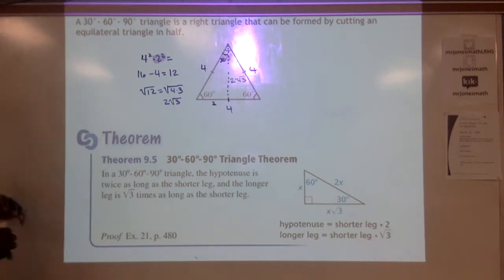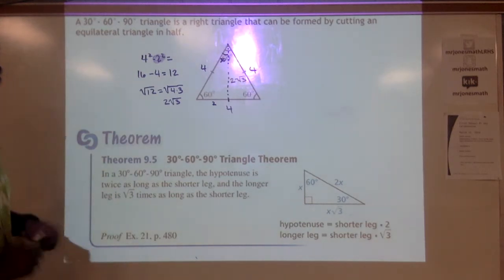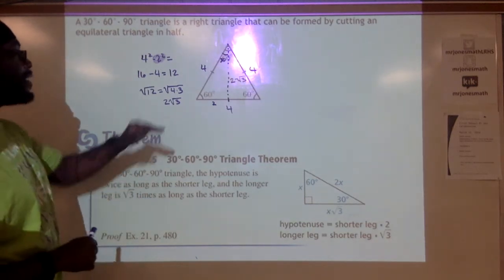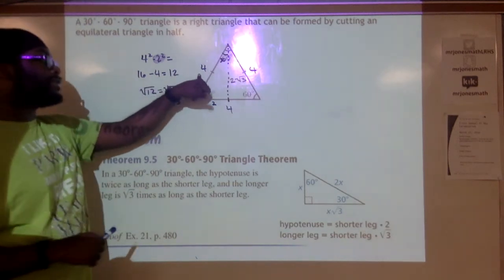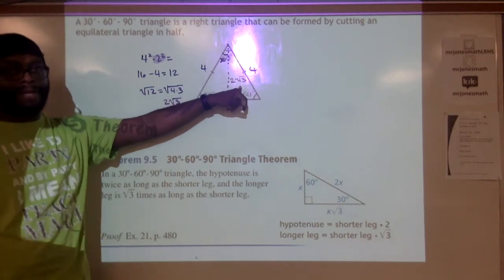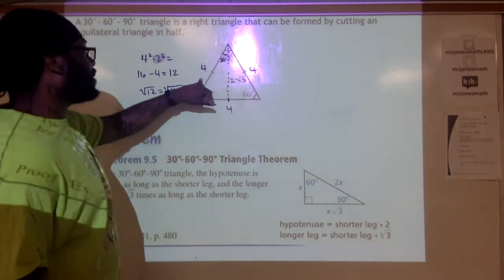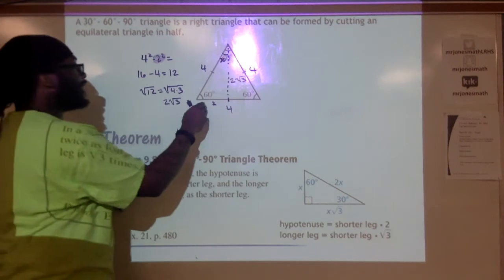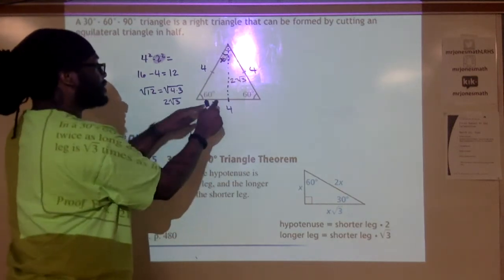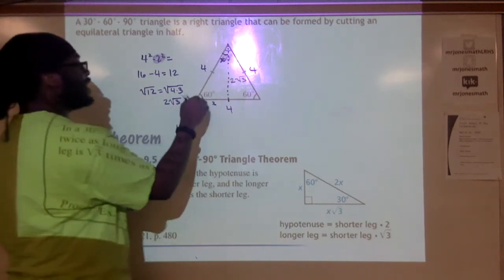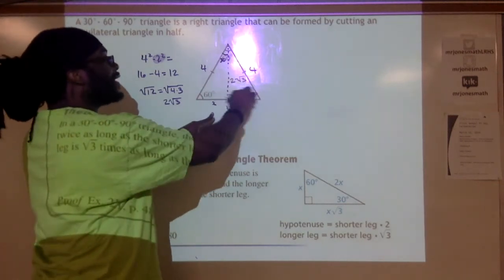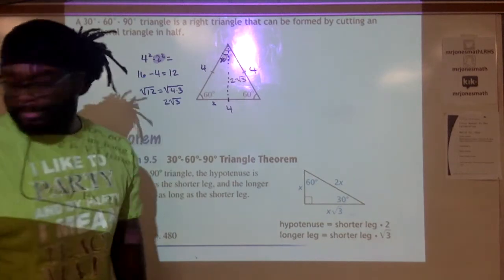So in the 30, 60, 90 triangle, the hypotenuse is twice as long as the shorter leg, and the longer leg is square root of 3 times as long as the shortest leg. So if I know what my short leg is, to find the hypotenuse, multiply by 2. To find the long leg, multiply by the square root of 3. If I know my hypotenuse, I divide by 2 to find my short leg, which then will help me find my longer leg, and so on and so forth. If I know the long leg, to find the short leg, divide by the square root of 3.